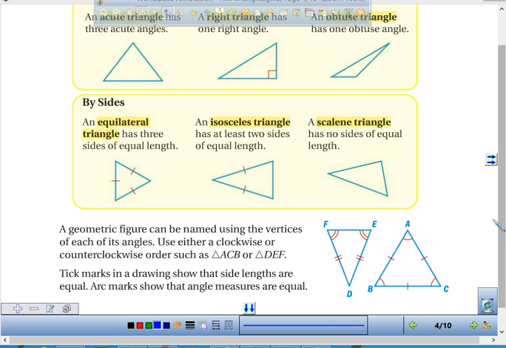Okay, all three of these angles are congruent. I know that because it just has one arc. These two angles are congruent to each other. They have two arcs. So the angles that have the same amount of arcs are the congruent angles. The sides that have the same amount of tick marks are congruent sides. Okay. ED is congruent to FD.